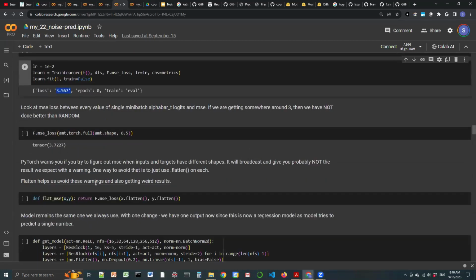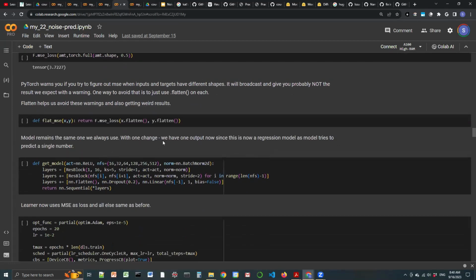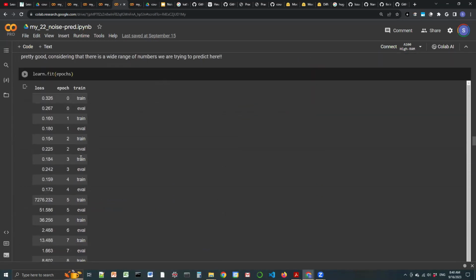So he just says, you flatten it in order to compare two values which have different sizes, but the model is the same now, but this is a regression model. And so we have a single output, right? Because we are predicting alpha bar t, which is the fraction or the percentage, a floating point value. So it's a single value. So that's the one difference. Instead of classification into 10 different values, it's a single number that we're trying to predict. So that's the only change in the model. Use the MSE loss, everything else is the same.